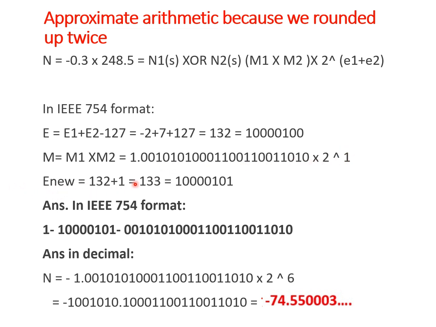So now your new exponent will be 132 plus 1, because you got an extra 1 in the exponent when you normalize the number. So new exponent is 133, and this is this. So the answer of the multiplication in IEEE 754 is this. If you convert this number to decimal, then you are getting 74.55, where if you do the decimal multiplication, it is coming out to be 74.55 only.